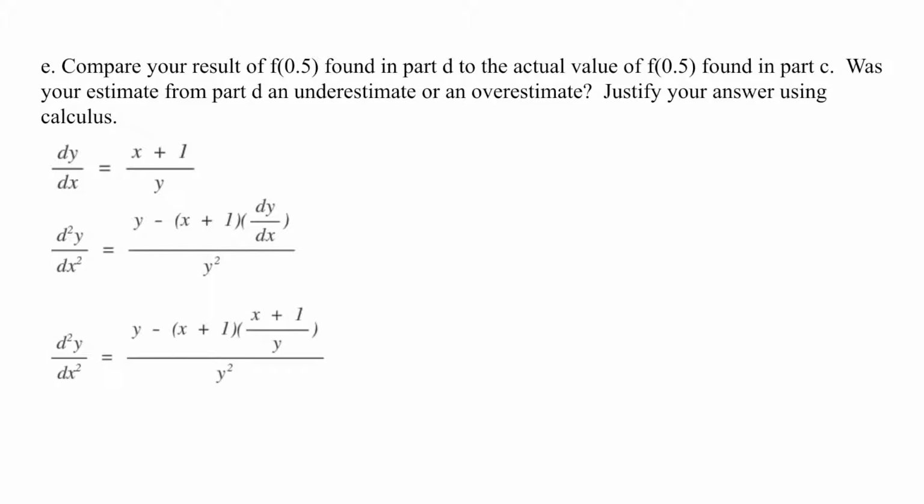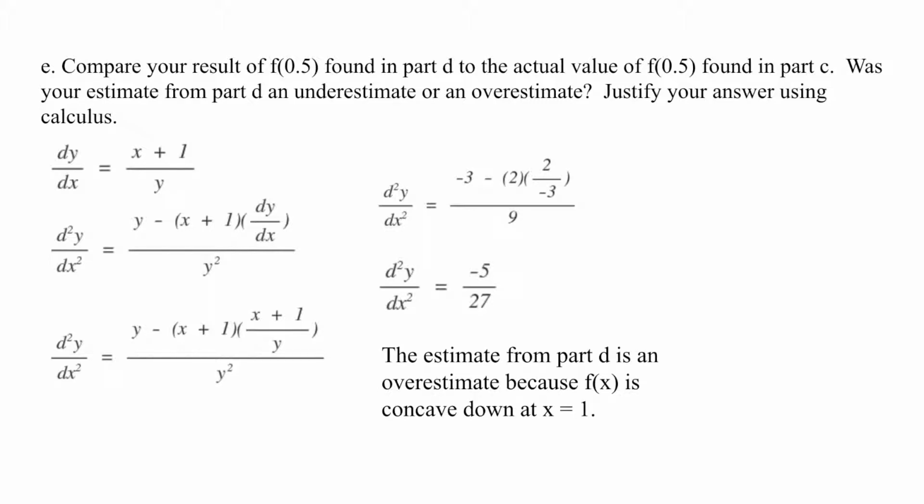And when we do that, we get (y - (x + 1)·(x + 1)/y) / y². And from part D, we know that (1, -3) is a point on the graph, so we can plug that into the equation, and we get (-3 - 2 · (-2/3)) / 9. And when we simplify that, we get -5/27. And because this is less than 0, we can conclude that the estimate from part D is an overestimate because f(x) is concave down at x = 1.